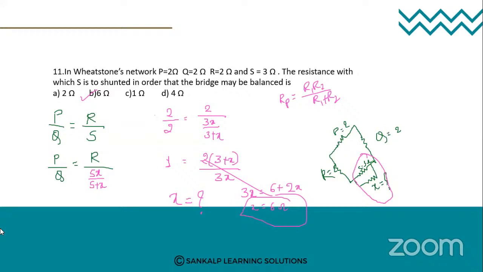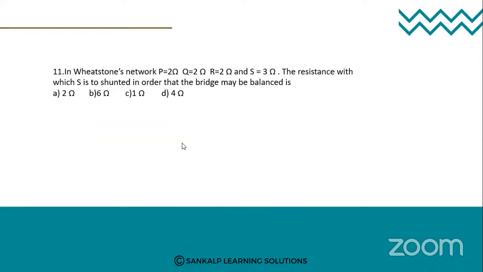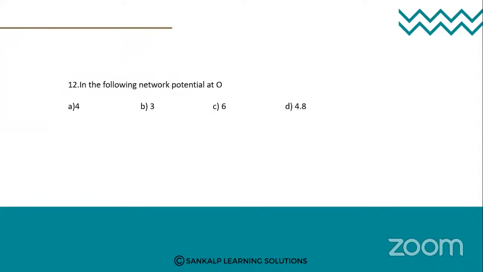Going for the next question, students. If it is not clear, please ask. Okay, so here is your next question. In the following network, the potential at O is. So see the figure, how it is there. So in the following figure, the potential at O is.